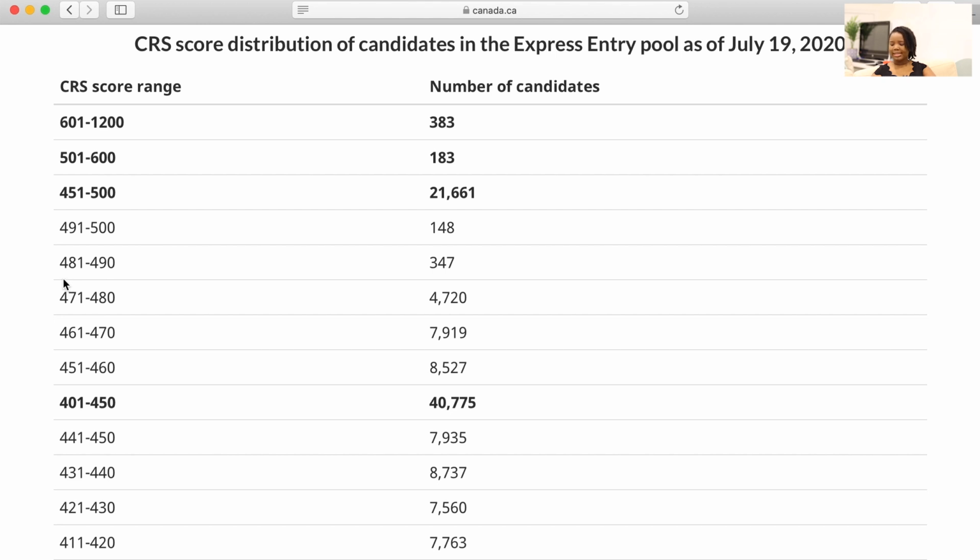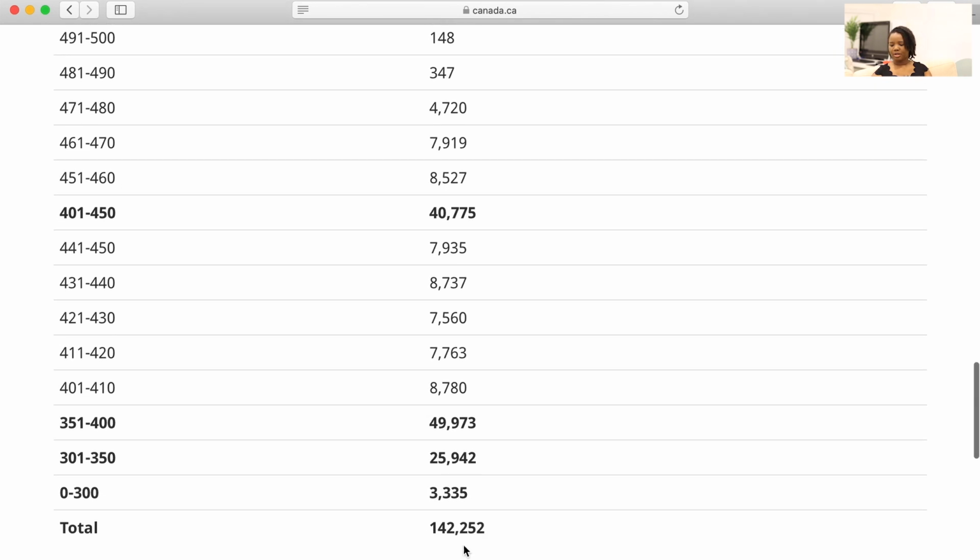481 to 490, there are 347 people there. And yes, so you can see that in this specific category, most people are actually in the 451 to 460 range. Okay, so there are 8,000 people there. And then going further down, we can see that between 400 and 450, we have 40,000 people in the pool. And then, of course, we have 49,000 that are below 400 and higher than 350. So yeah, you can see all this information.